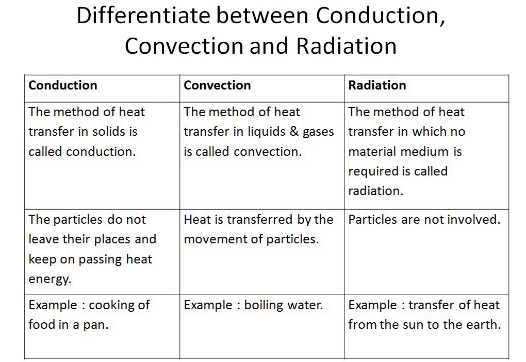The method of heat transfer in solids is conduction. The method of heat transfer in liquids and gases is called convection. And the method of heat transfer in which no material medium is required is called radiation. What is the speciality of conduction? The particles do not leave their places and keep on passing heat energy. In the pan and the spoon, the solid material, the particles do not move, but they keep on passing the heat from one molecule to another by contact.